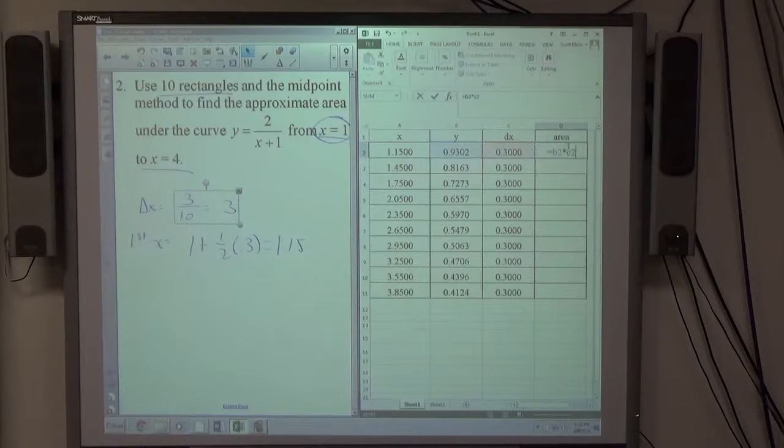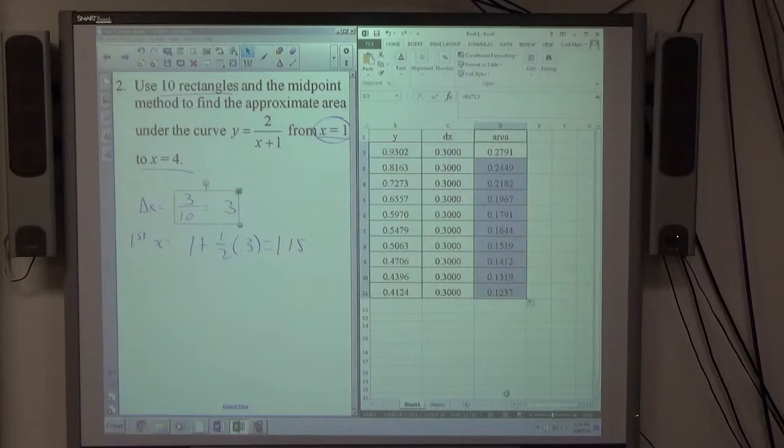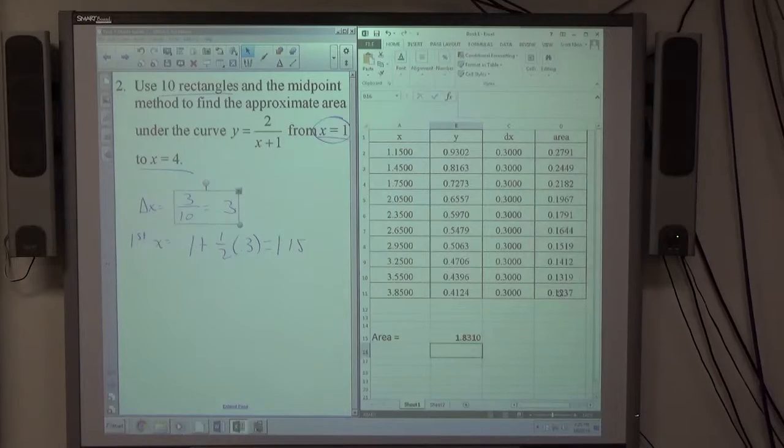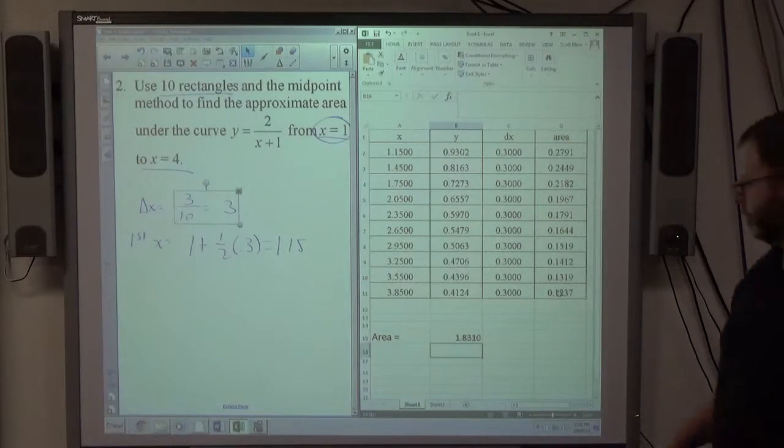So this times this gets me the area, and if I drag that formula down, it does B3 times C3, B4 times C4, B5 times C5, and so on. These are the areas of the 10 rectangles I care about. And I would put area equals, and then equals sum, parentheses, and then I would just drag all that right there, in parentheses, and 1.1830 is the right answer.